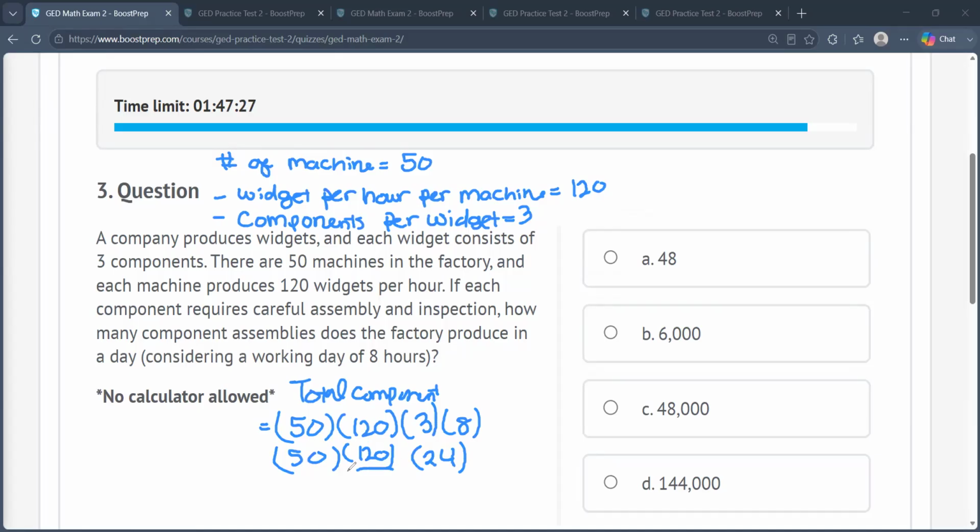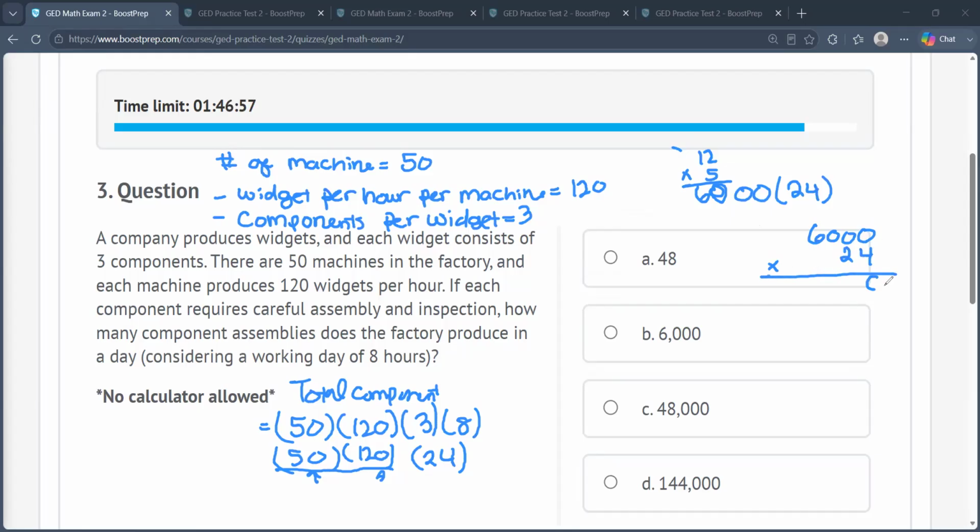Now, I could easily do the 50 times 120. It's really 12 times 5, which is 60, and then you add these additional 2 zeros. So it'd be 600, and then you times it by 24. So not 600, 6,000. So what's 6,000 times 24?